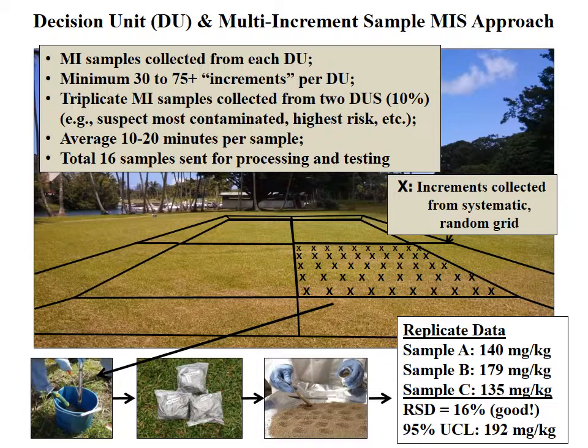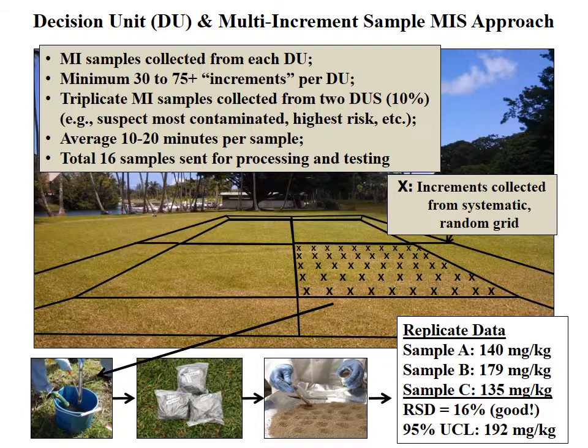In this example, in the replicate data, samples A, B, and C are 149 ppm, 179 ppm, and 135 ppm arsenic. So the relative standard deviation is 16%. If it's under 35%, that's pretty good. If it's between 35 and say 100%, it's maybe usable, maybe not. Once you get a relative standard deviation over 100%, then it gets to be really questionable if your data are usable at all.